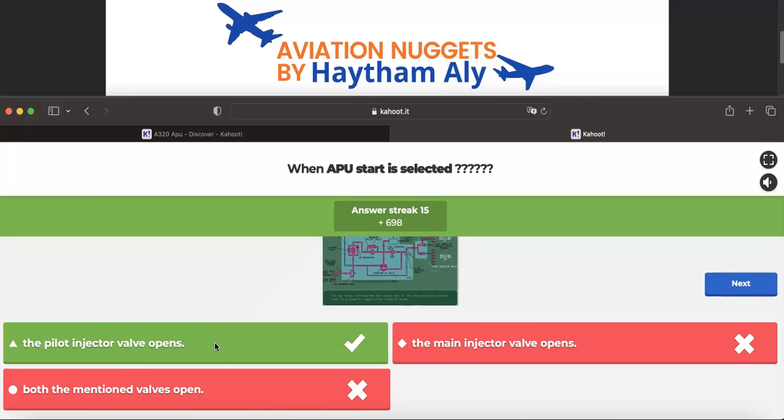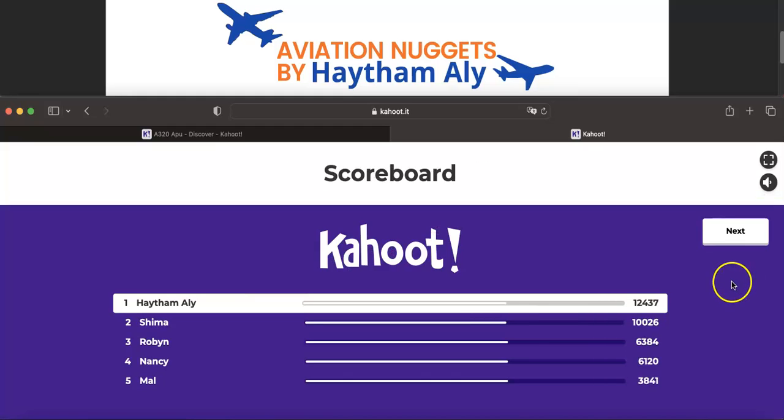As I mentioned before, fuel goes from the fuel control unit to the fuel manifold. The manifold supplies the pilot injector valve and the main injector valve. Only at starting, the pilot injectors will be supplied with fuel. And only after APU starting is initiated and the APU is running on speed operation, the main injector valve will open to supply the main injectors. So at starting only, the pilot injector valve opens. Okay, everybody, next question.